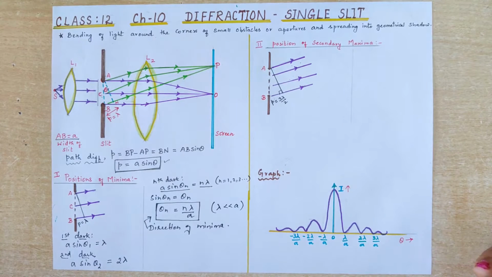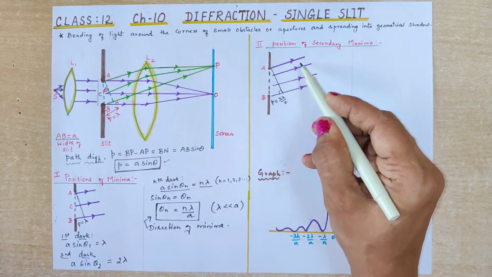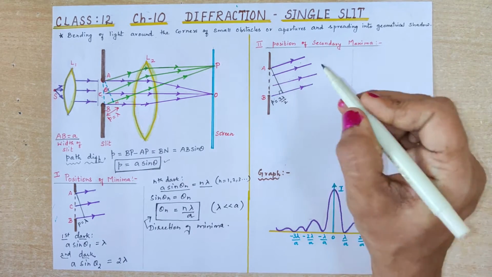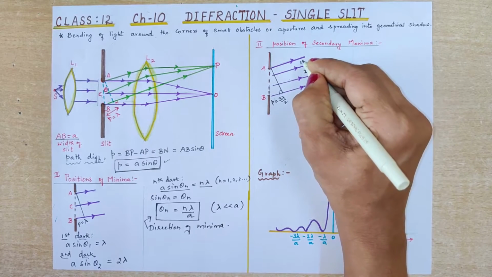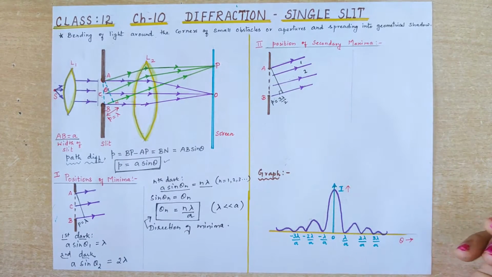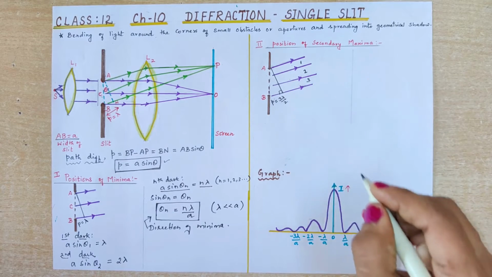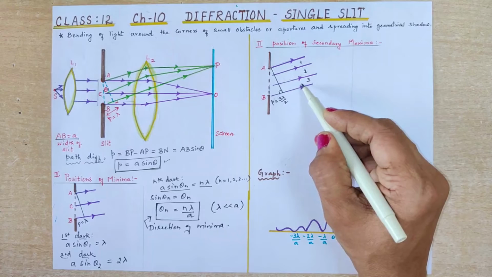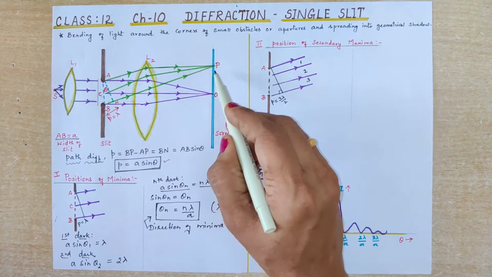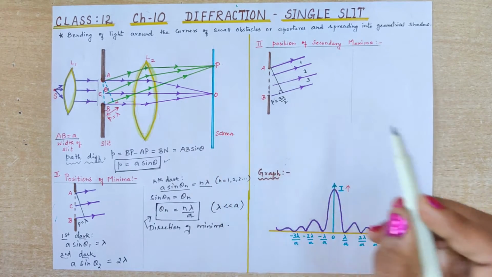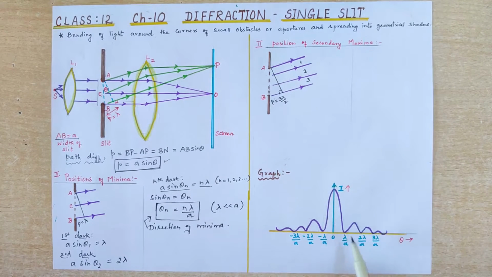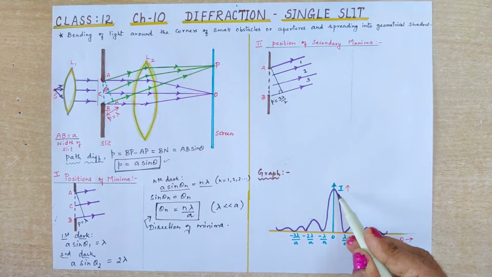First halves 1 and 2 will have lambda by 2. The wavelets from the first 2 halves form a destructive pattern because they always overlap at the point P in opposite phase. So here, the 2 halves will anyhow produce a destructive pattern, and the third half is alone left. Therefore, the wavelets originating from the third half will form a constructive pattern at the point P. But its intensity is much less than that of the central maxima. You can see here the secondary maxima has an intensity much less than the central maxima.